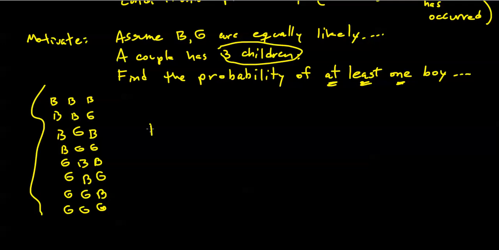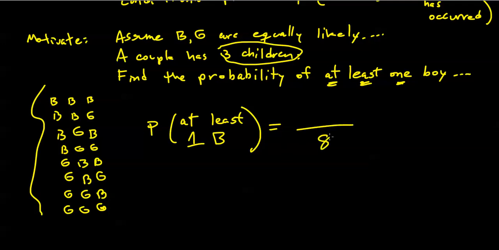I want the probability of at least one boy in all these outcomes. At least one boy. Well, clearly we've got 8 possible outcomes, gender-wise, and having 3 children. And how many of these outcomes have at least one boy? Let me list them here. At least one boy, there's one, there's one, there's one, there's one. 7 out of 8 outcomes have at least one boy. So my final answer is going to be 7/8, or in decimal, 0.875.